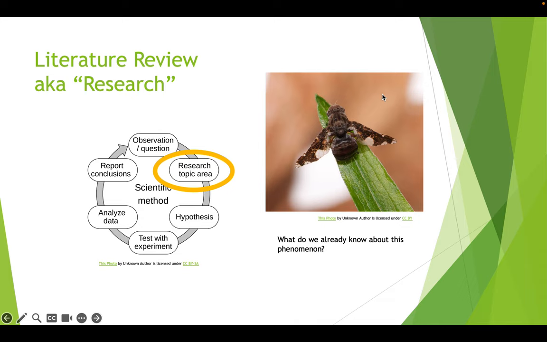So what do we already know about this phenomenon? Well, we know that the galls are caused by an insect. Insects lay their eggs inside the tissue of the plant, and it causes the plant to grow this gall, this circular structure, spherical structure, around the egg.